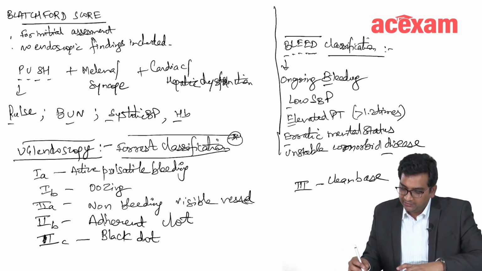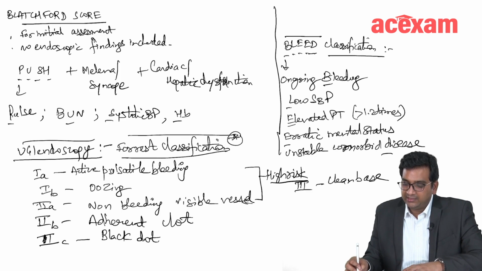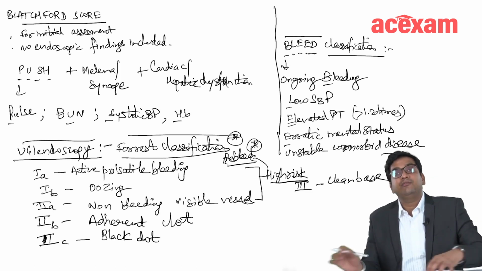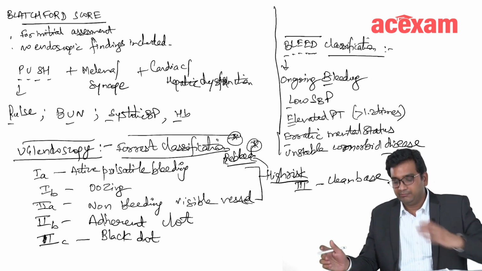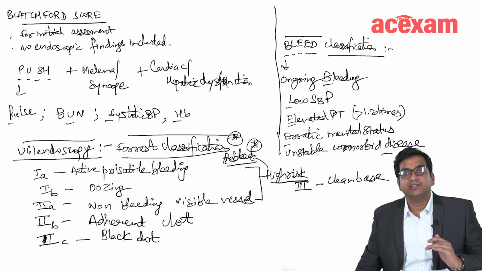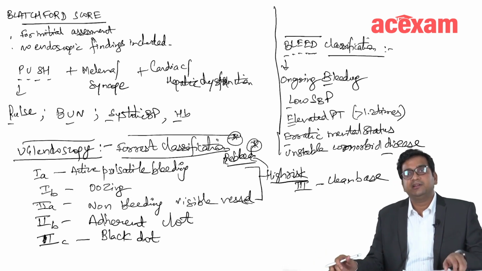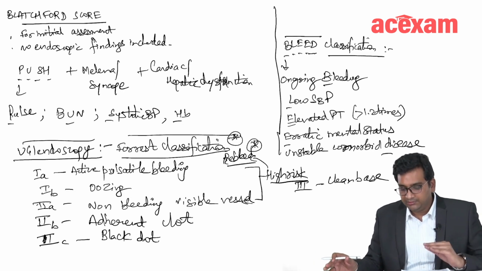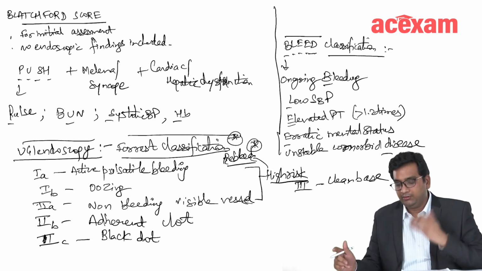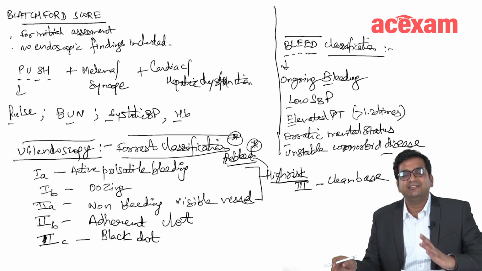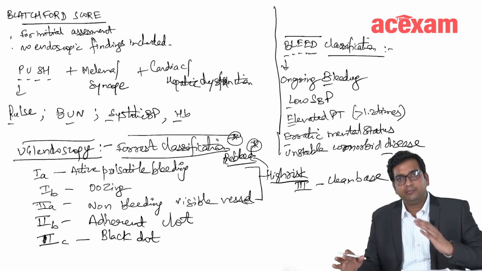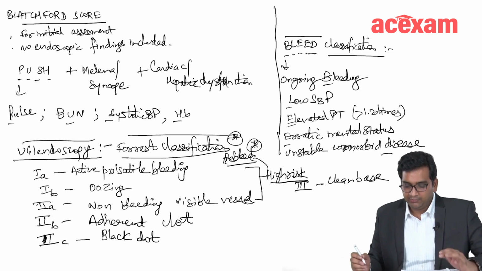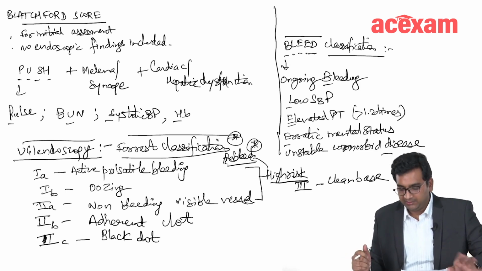When a vessel is visible or is bleeding, it is high risk. If there is high risk, then this is a high risk of rebleed. So we will be able to calculate the risk of rebleeding on the basis of Forrest classification. On the basis of Blatchford score and Forrest classification, we will be able to prognosticate whether the patient is sick or not, and identify how much is the risk for rebleeding. This 1A, 1B and 2A is high risk for rebleeding.